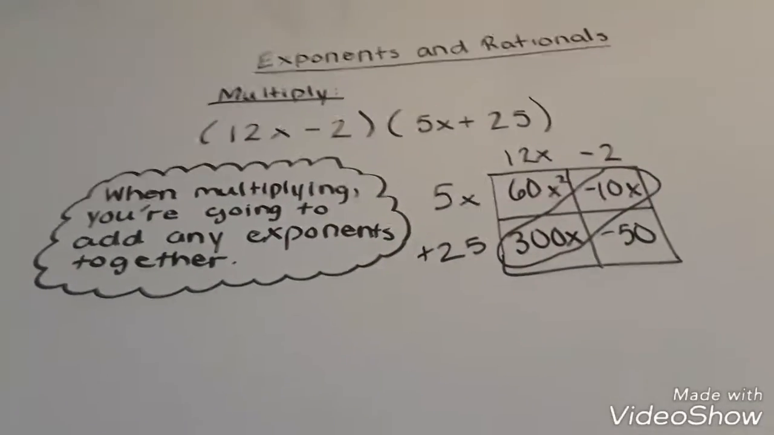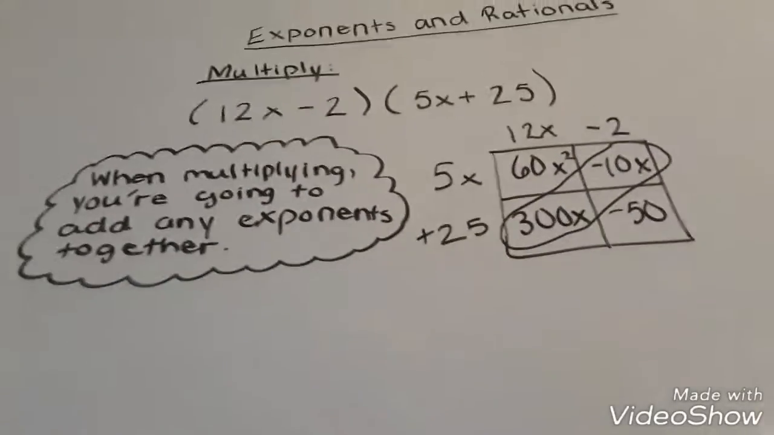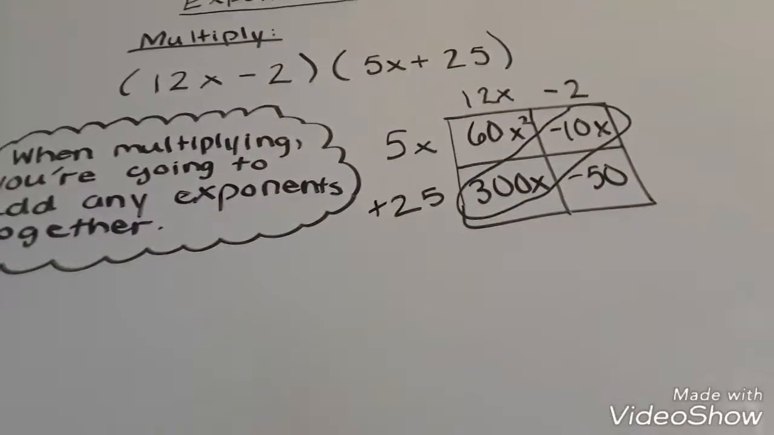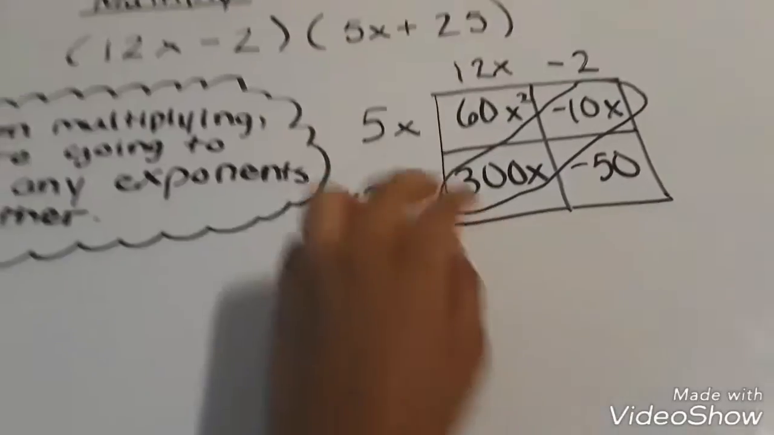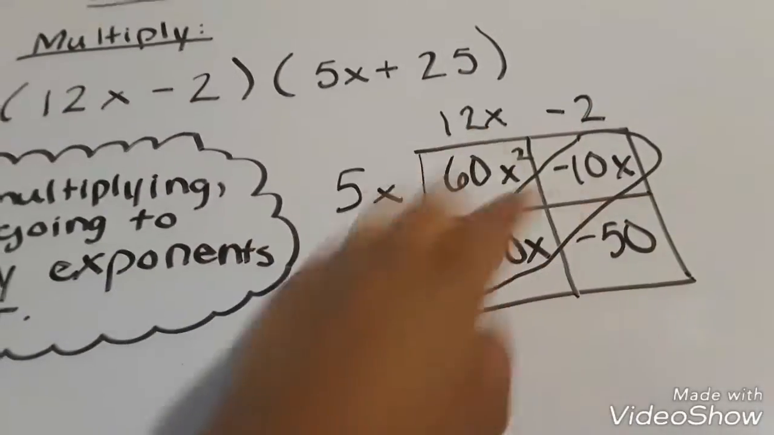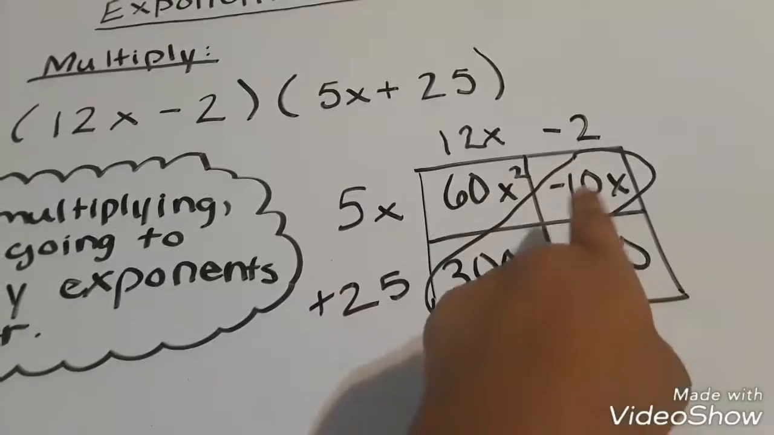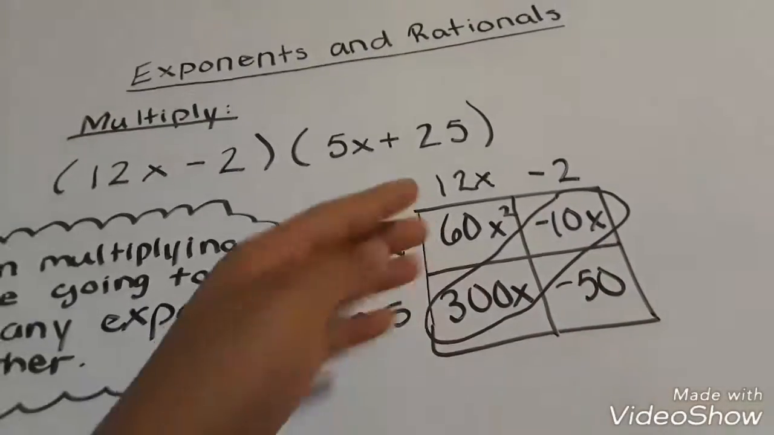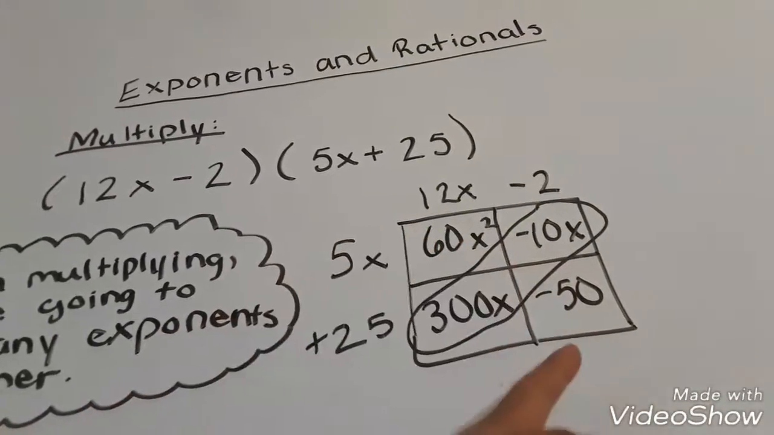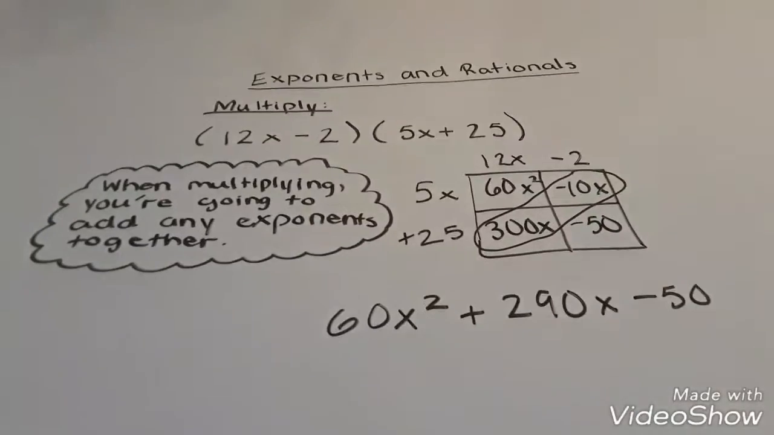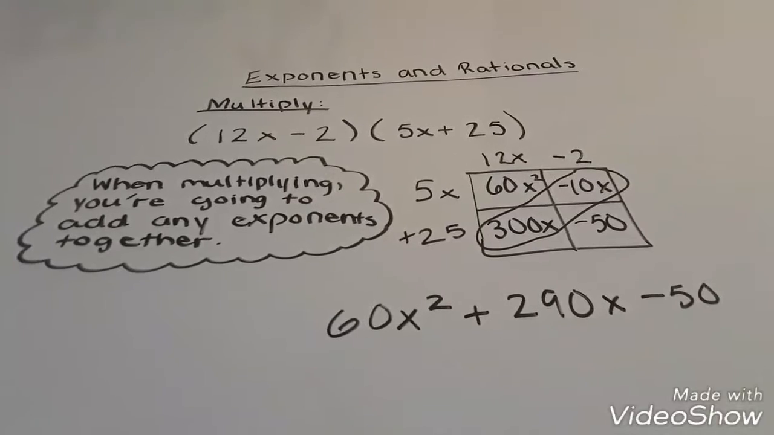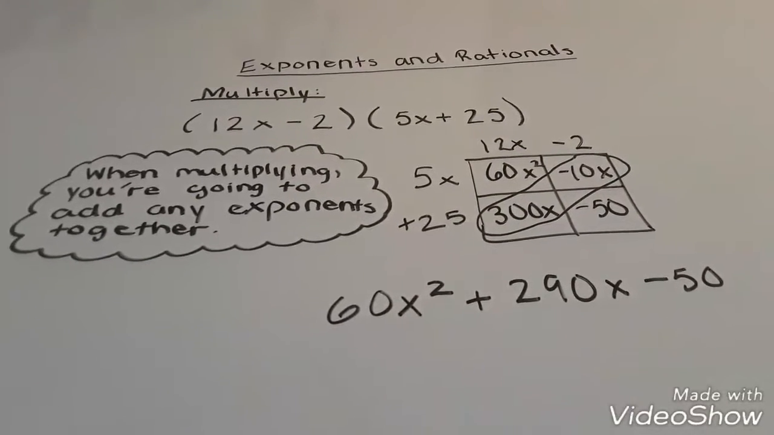Now, after you multiply them and you've added any exponents that needed to be added together, you're just going to combine the like terms. So 300x minus 10x, and I'm just going to leave the 60x squared and the negative 50 alone. My equation should be 60x squared plus 290x minus 50.